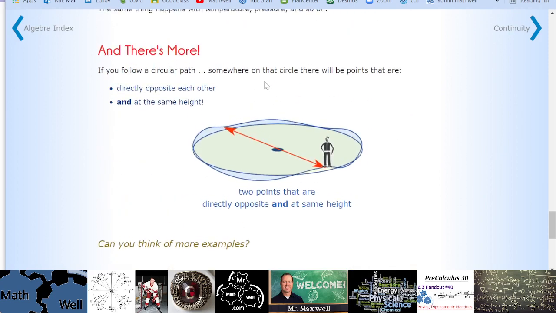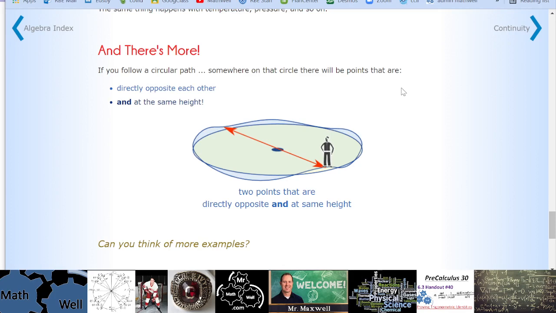Finally, a third one. If you follow a circular path, somewhere on that circle there will be points that are directly opposite each other and at the same height. So treat this as a round trip, a literal round trip. If you walk in a circle, no matter what the heights are, at some point you'll be able to draw a line across the middle from this elevation to the same elevation at some point there. Because if this is getting higher on this side, somewhere around here would have to be getting lower, and at some point it would be the same.